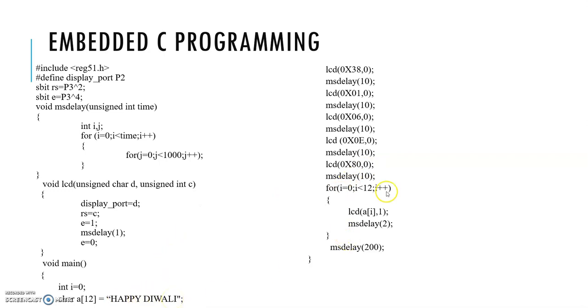After that you need to display the word Happy Diwali. For that we are using a loop to call each letter from the array. So we're using a for loop. The array length is 12, so we have given that the for loop should repeat 12 times. So the count is given as 12, and the value of i starts from 0 till 12.